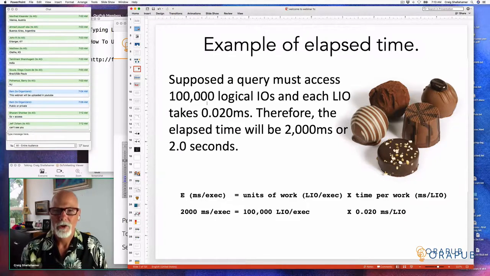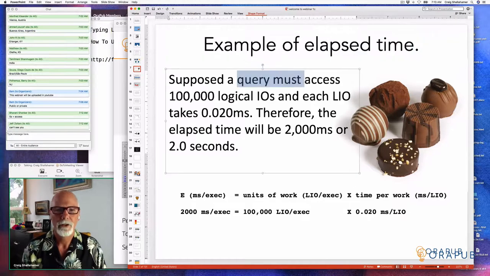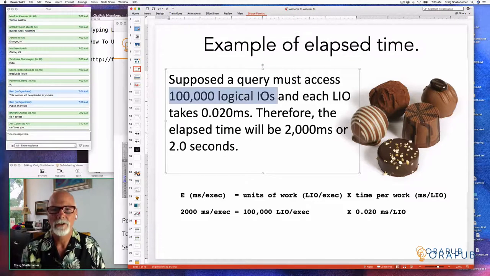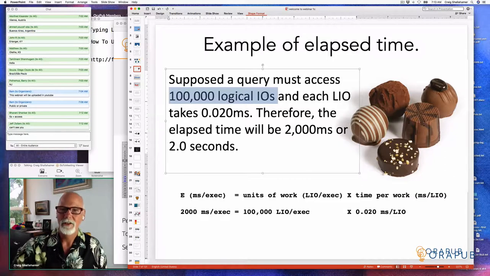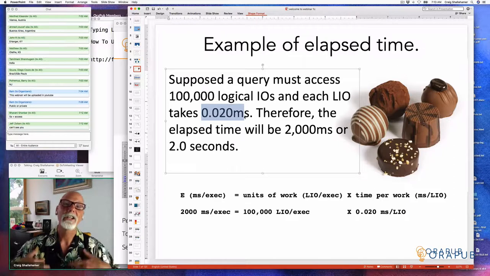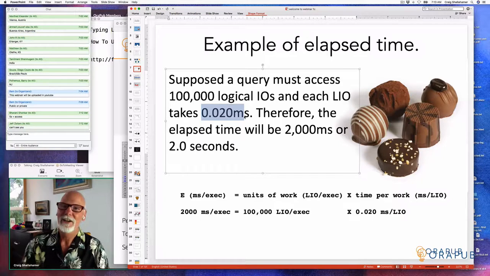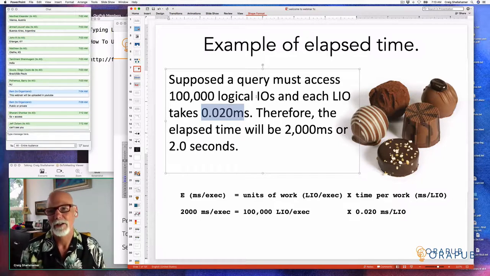All right, so how does this relate to Oracle and queuing theory? It's huge. First of all, let's relate this to what's called elapsed time in Oracle, which is the CPU and the wait time. Let's say I had a query that has to access 100,000 logical IOs. That's like 100,000 pieces of candy. And each of these logical IOs takes 0.02 milliseconds. So how long is it going to take for Oracle to process 100,000 logical IOs?